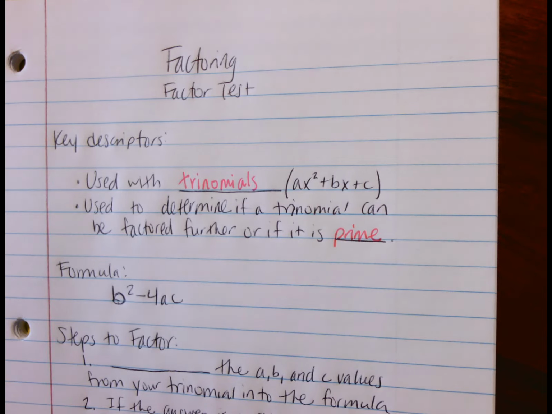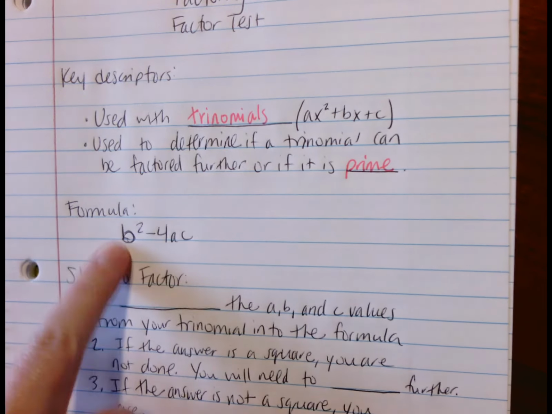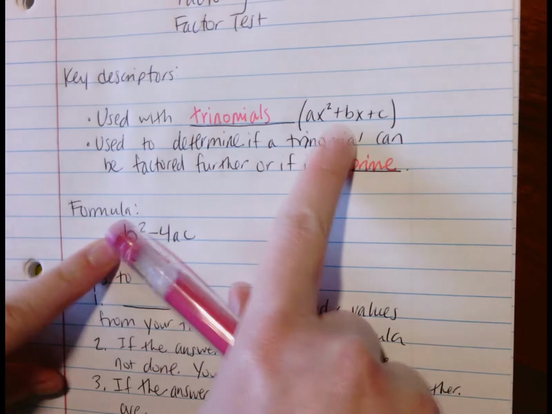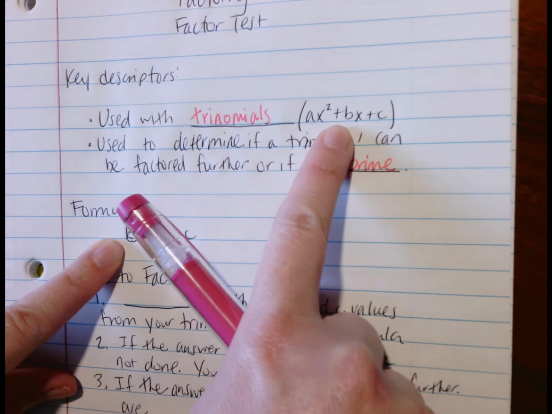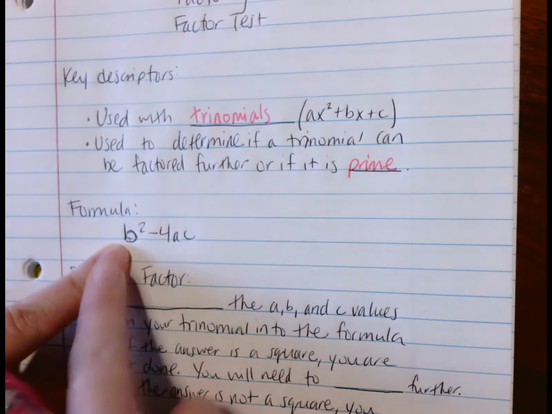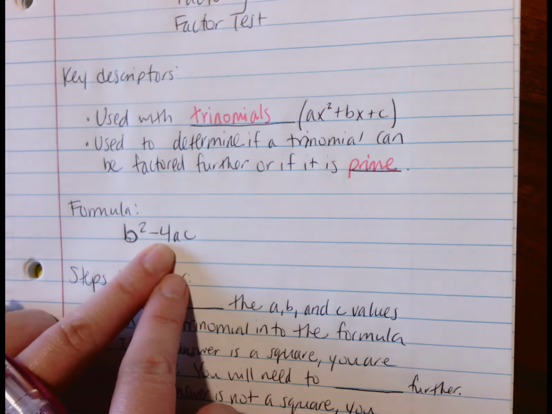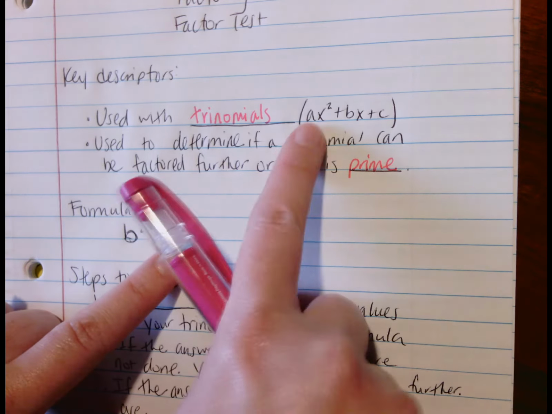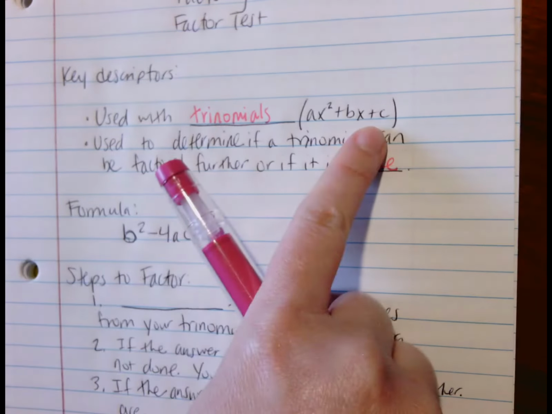The formula that we're going to be using is b squared minus 4ac. This b comes from this b right here. As long as it's in standard form, you take this coefficient and plug it in for b. Square that, then subtract 4, multiplied by a, here's your a value, and then multiplied by c, here's your c value.